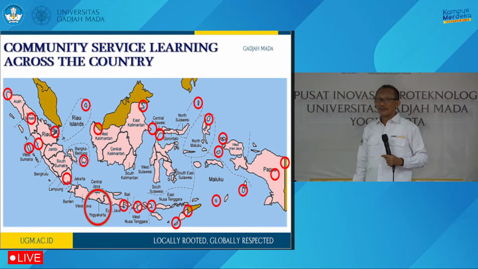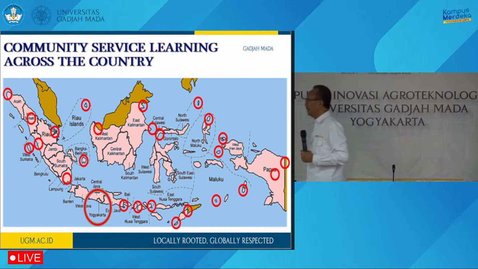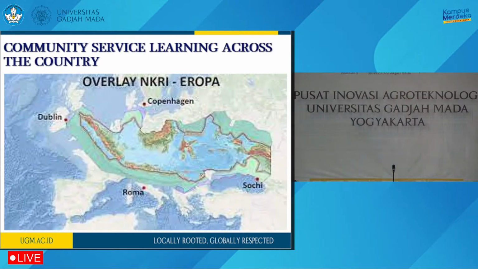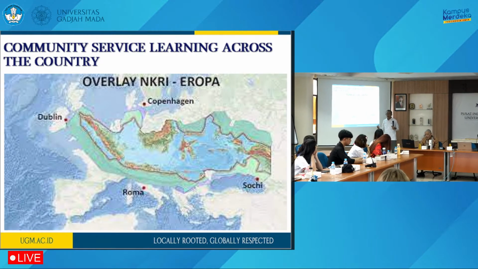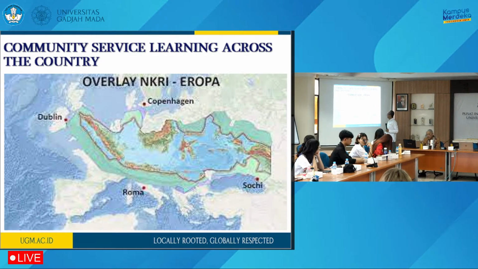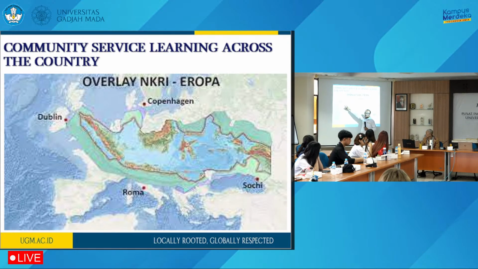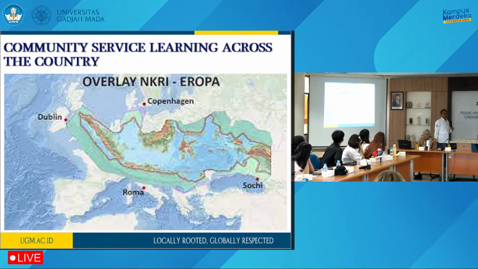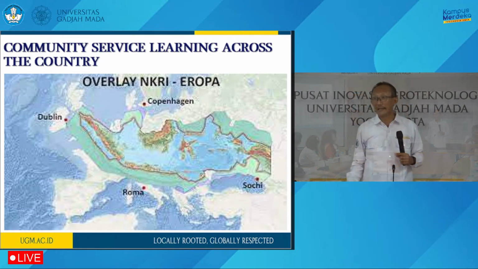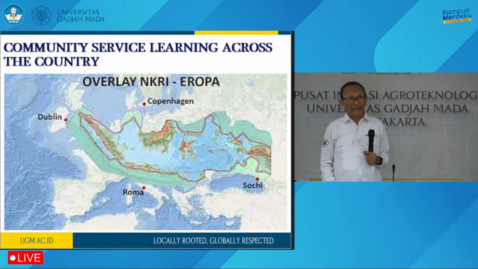And actually we are spread out. This is Indonesia. If we overlay this with Europe, the spread is from Dublin in Ireland to Sochi in the Russian Federation. So very widespread.